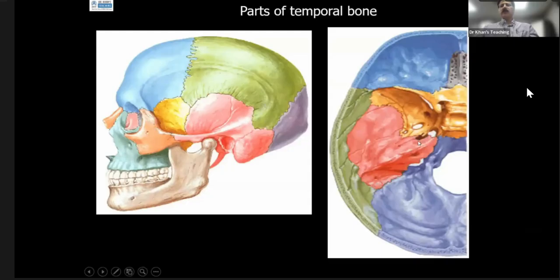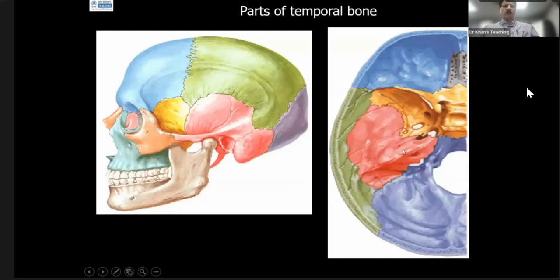The carotid artery, internal carotid artery, passes superior to that. So it passes here, and here is the cavernous sinus. It is hidden within this petrous temporal bone in the carotid canal. It passes like this, and then it goes here into the cavernous sinus. So coming back to the petrous temporal bone.